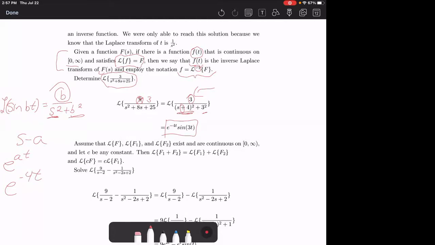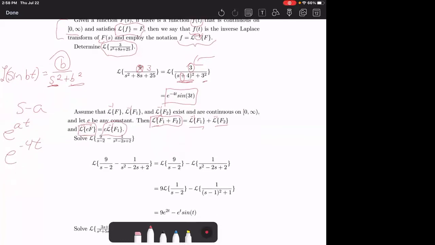So assume that, now these are rules that we've talked about before, our linearity, our constant that can be factored out. But the point here is that we can also use this for the inverses. So if you have the inverse Laplace of some sum of functions, well, that's just equal to the sum of the inverse functions. And the same with factoring out a constant c.